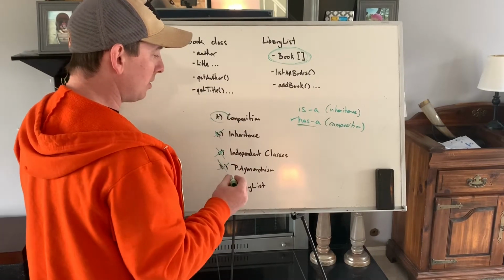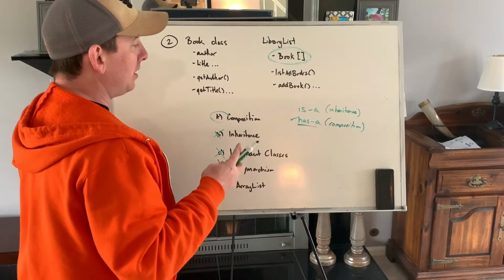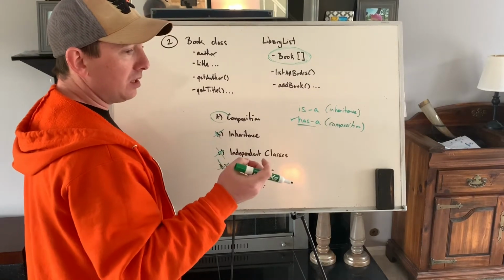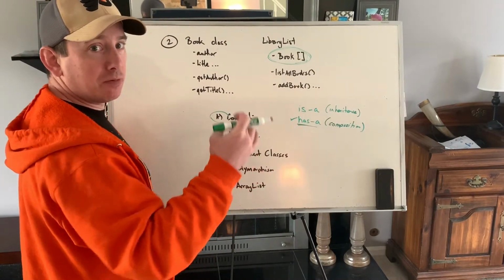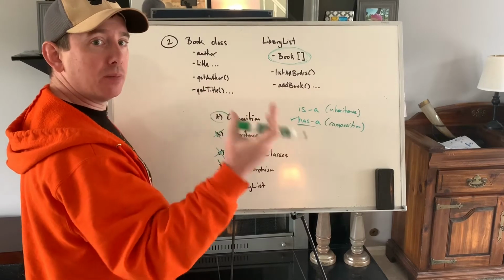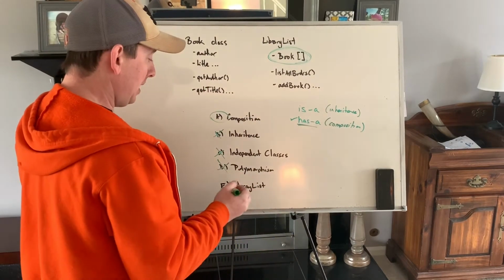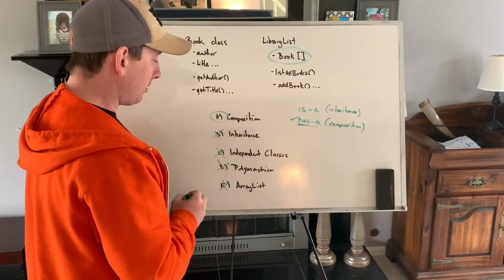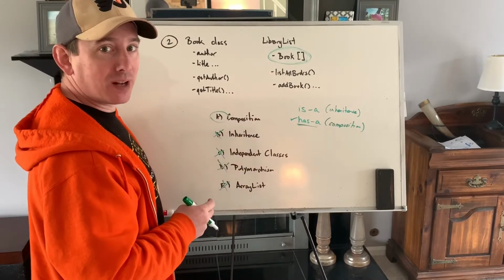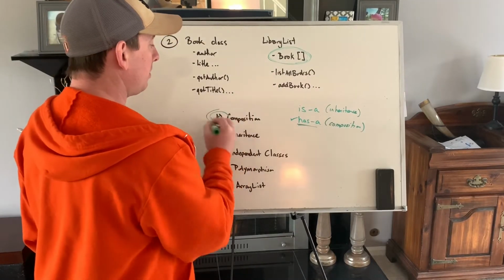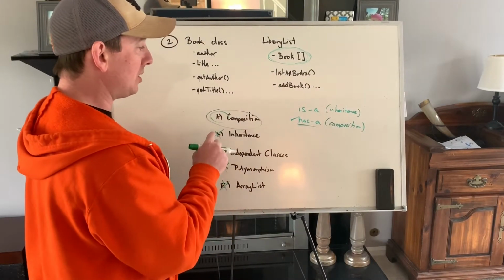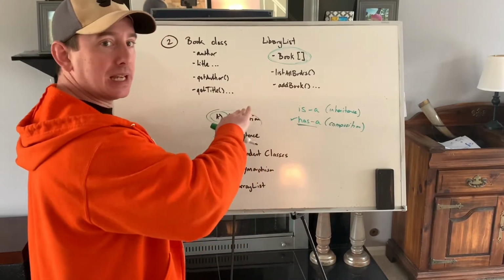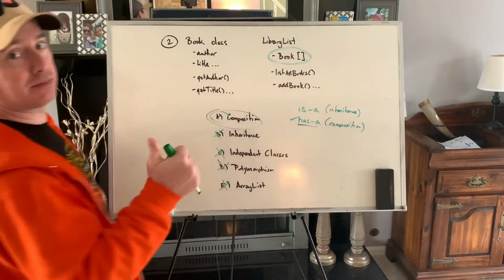Polymorphism is definitely wrong. That is the mechanism used to, at runtime, figure out which version of a method is most appropriate. And array list doesn't make any sense. Clearly somebody was just trying to come up with a fifth possible answer. So I hope that clears up what composition is and what an is a and a has a relationship are.